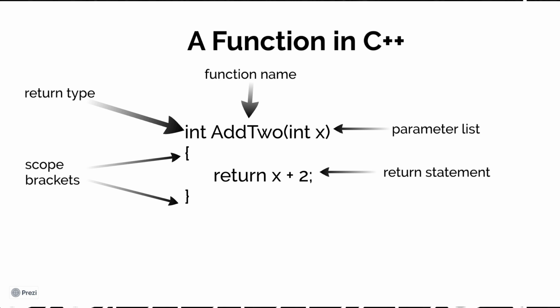Next up, we have our scope brackets, which are the curly braces that indicate the scope of the function, or which statements belong to the function. Finally, we have our statements and our return type. In this particular case, we have no statements because it's such a simple function.